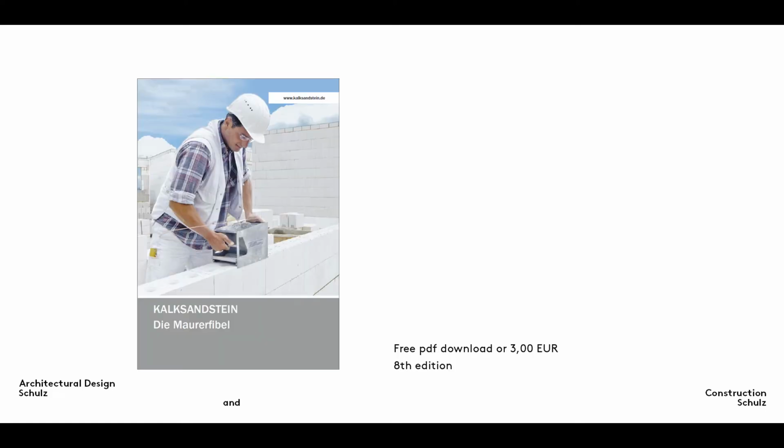Our series of teaching films deals with many aspects of masonry construction. First published in 1979, Kalksandstein, Die Maurerfibel, Sand Lime Bricks, The Bricklayer's Manual, was written with skilled tradespeople and apprentice bricklayers in mind. Those of you who read German should find the sections on the planning aspects of masonry construction helpful, particularly those on modular coordination, one of the topics we will be looking at in the next series of films.